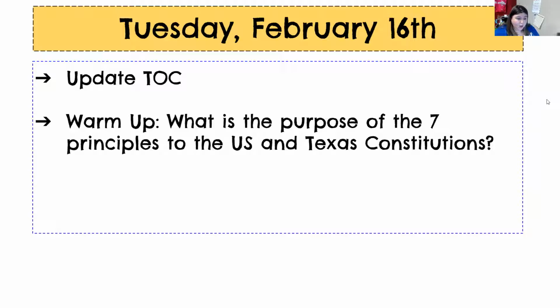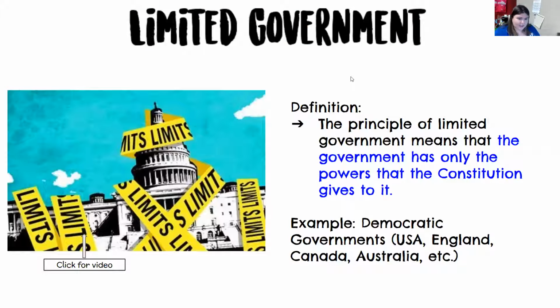All right, so now that you have done that, let's take a look at what one of these things is. Limiting government. If you remember from yesterday's lesson, the principle of limiting government means that the Constitution is meant to give power to the government only for what it can do. So the Constitution limits the government's power and basically tells the government what they can and can't do.